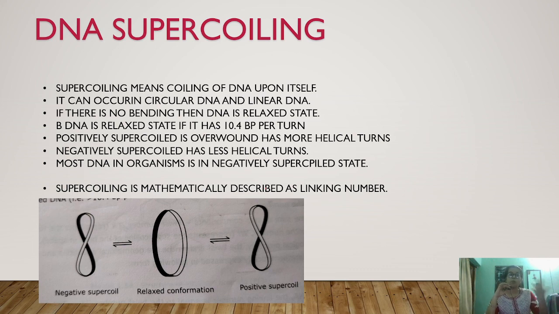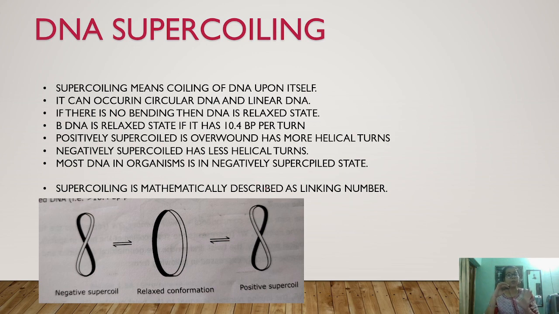It can occur in both circular DNA, as in bacterial DNA, which is circular, and linear DNA, as in eukaryotic DNA. Supercoiling takes place there too because they are huge structures, so they need to be compacted. That's why they are in a coiled structure. If you take out the DNA and look at it normally, it is in the relaxed form.